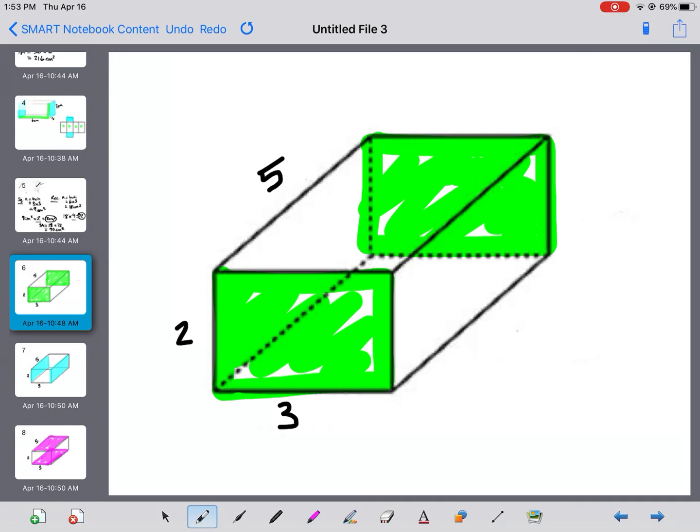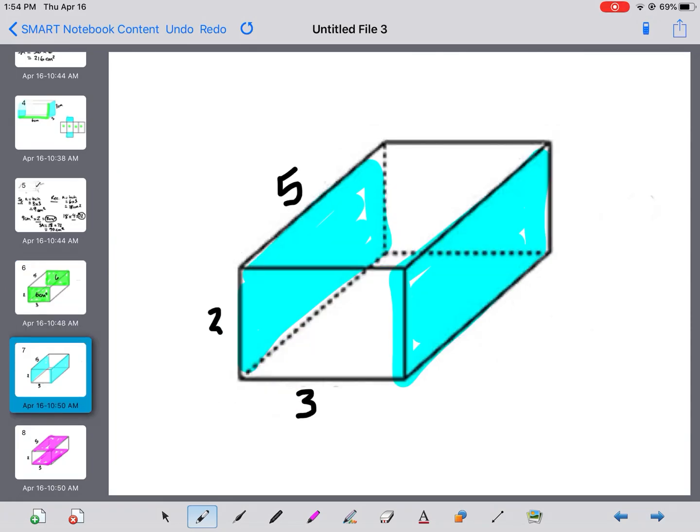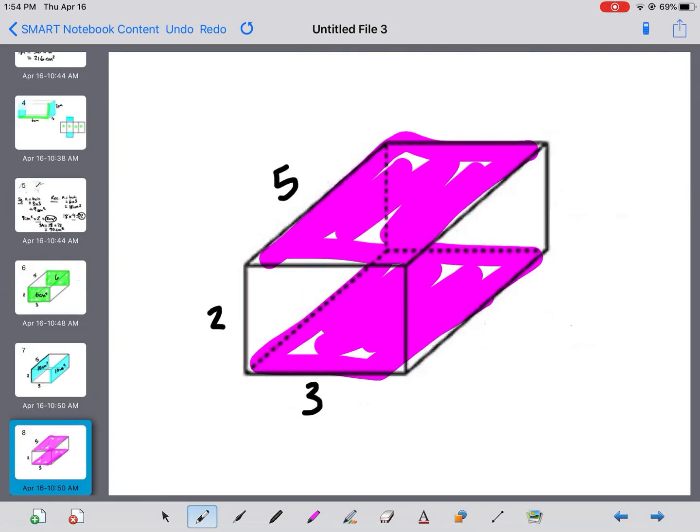So let's jump back here over to our first one. So our ends here, if we just do our formula in our head here, we've got 2 times 3, we get 6 centimeters squared for each of those ends. If we look at the blue ones, notice we have a rectangle that's 5 by 2. Base times height, 5 times 2 is 10 centimeters squared. And then this opposite matching one, also 10 centimeters squared.